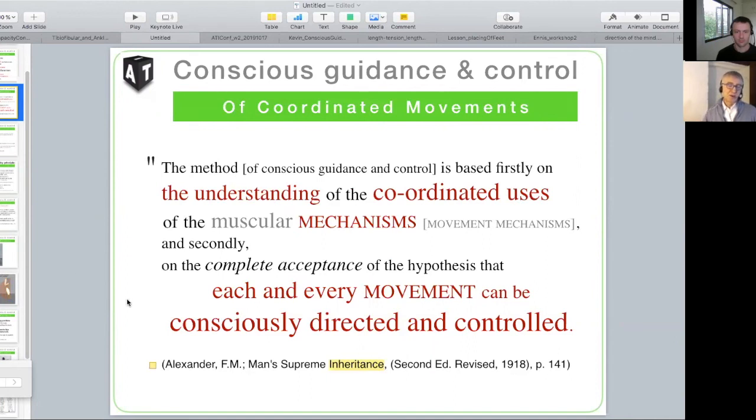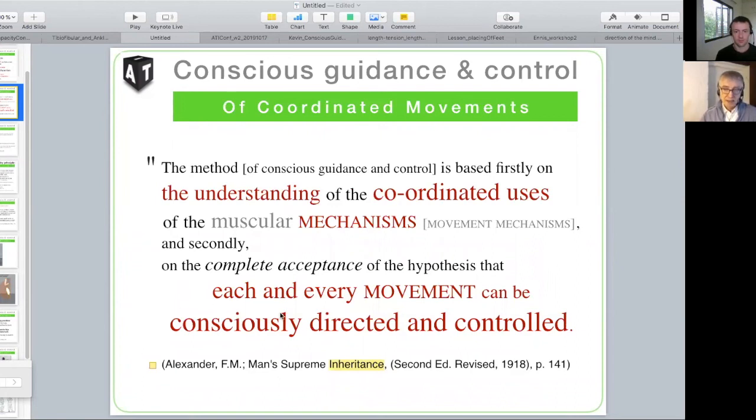So the method of conscious guidance and control is based firstly on the understanding of the coordinated uses of the muscular mechanism. Not the muscles in themselves, but the mechanism that are producing movements and how these movements are organized together with their different speed, their different starting point, ending point, and also the idea that each and every movement can be consciously directed and controlled.